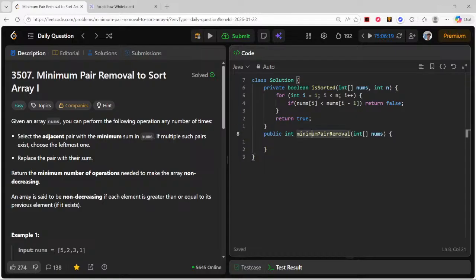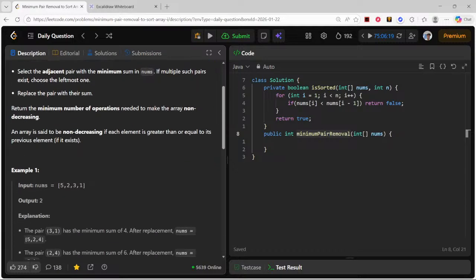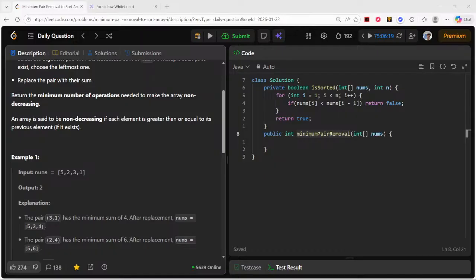And this is the minimum pair, right? The minimum pair of the interval, right? So we have to give two ints. int answer is 0, and n is nums.length, okay.